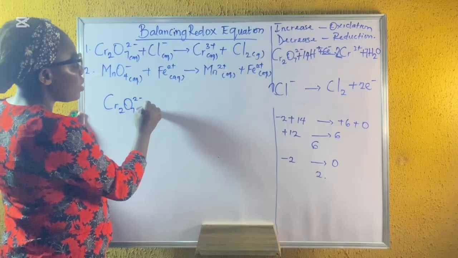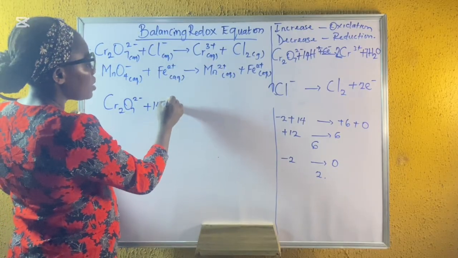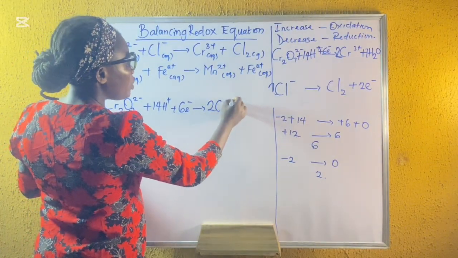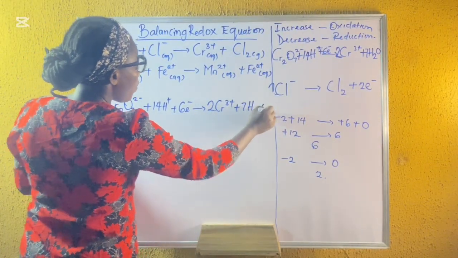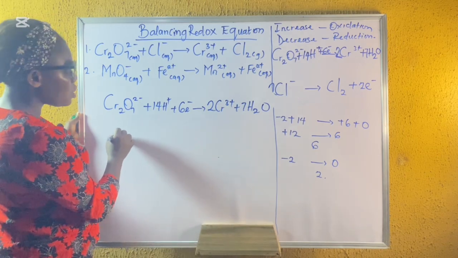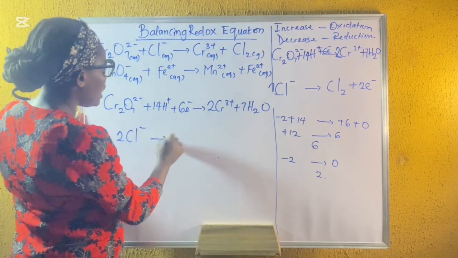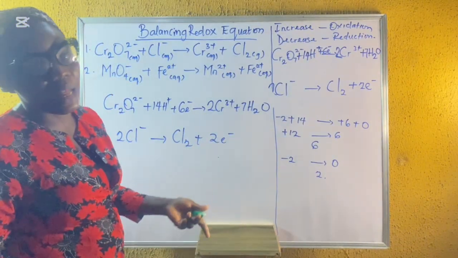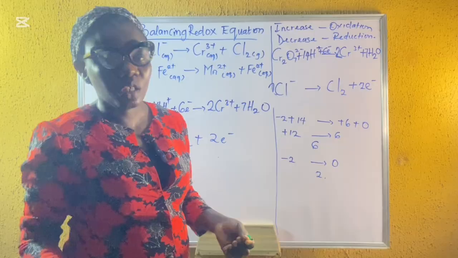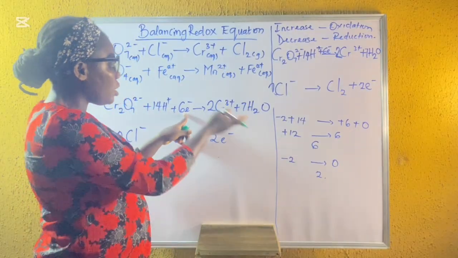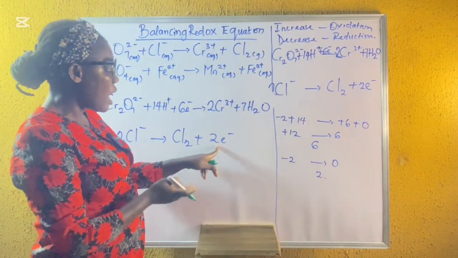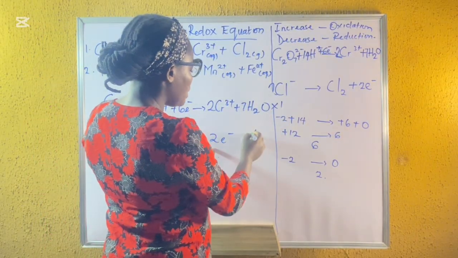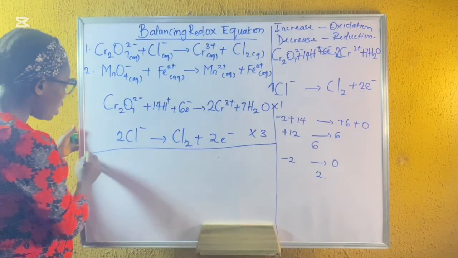Okay, so Cr2O7 2- plus 14H+ plus 6e- to give 2Cr3+ plus 7H2O, and the other one is 2Cl- to give Cl2 plus 2 electrons. So to make our electrons balance, we'll bring in our knowledge in mathematics. So I'm going to multiply the whole equation here by 1. I'll multiply this by 3, so that 3 times 2 will give me 6. So I have times 1 and times 3.